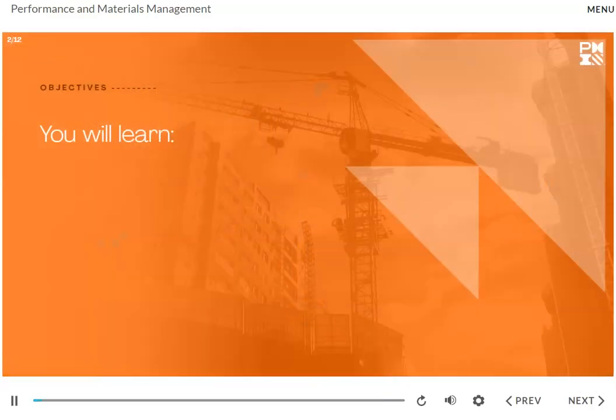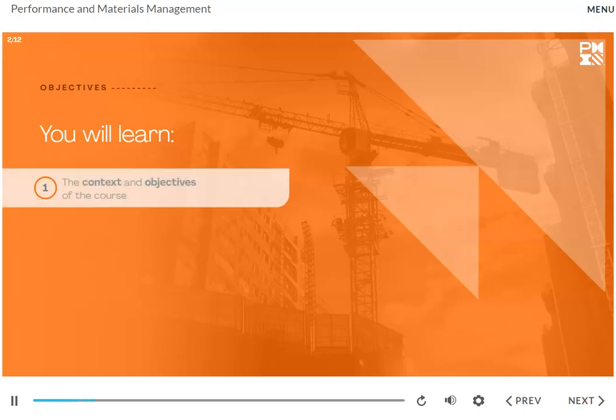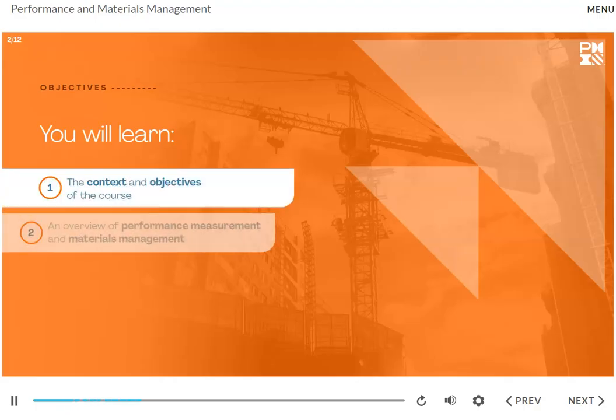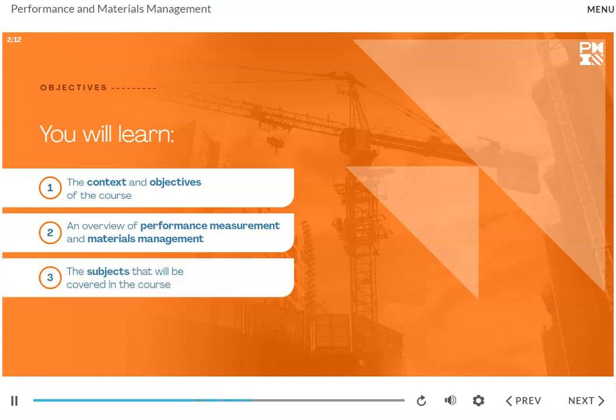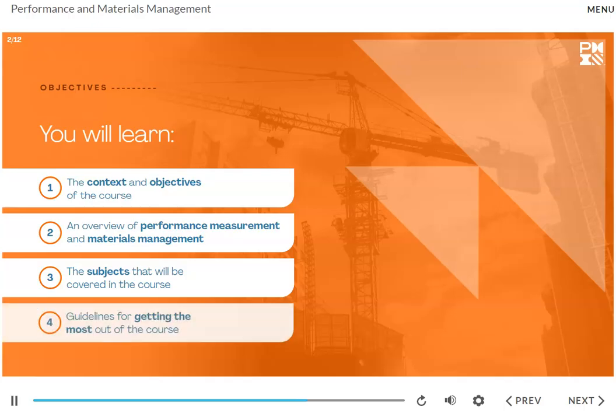In this section, you will learn the context and objectives of the course, an overview of performance measurement and materials management, the subjects that will be covered in the course, and guidelines for getting the most out of the course. Click Next to continue.